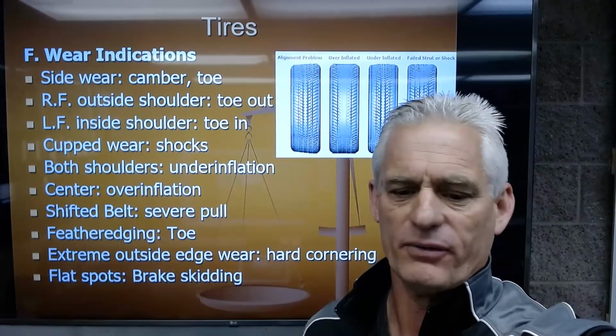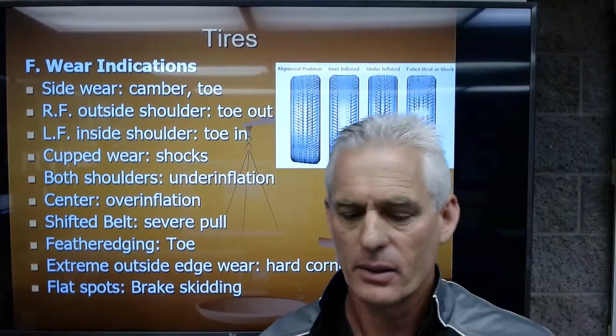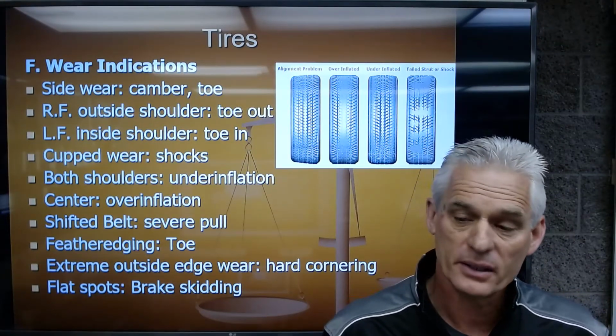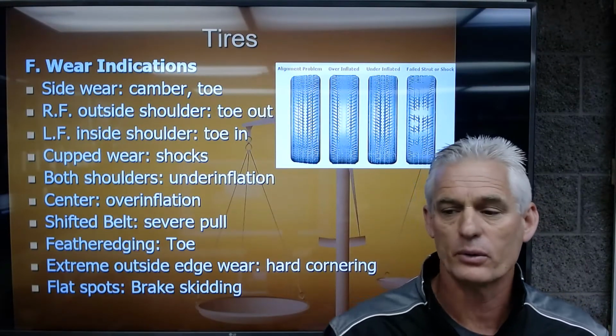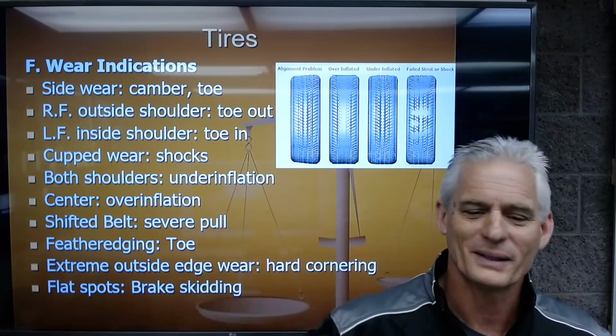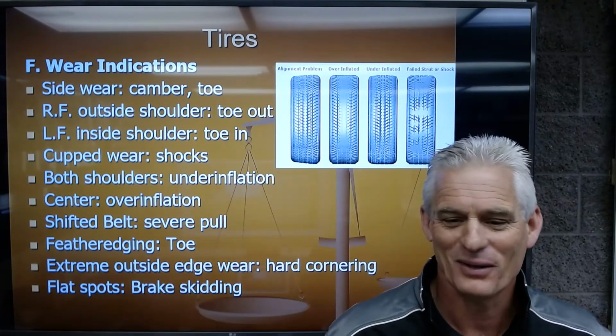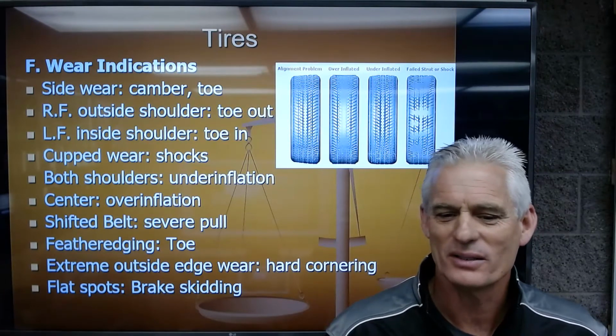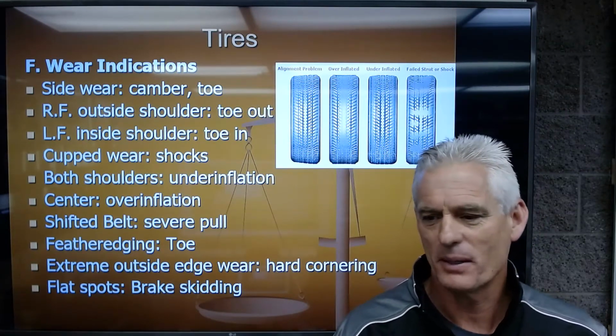Flat spots, if you get a flat spot on a tire, that's because we've locked the brakes up, and skidded and got a flat spot. And now you go down the road and it's like, wump, wump, wump, wump, wump, because you got a spot that's flat. ABS brakes should take care of this, and usually it does, but maybe flat spots are more a thing of the past, but it is a thing.